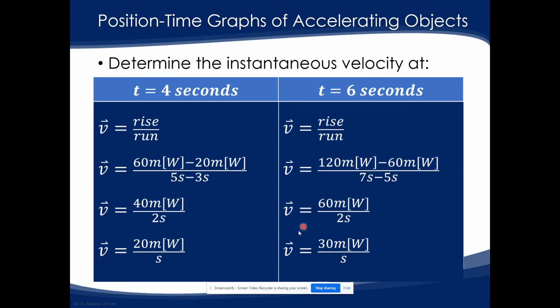So here's the math solving those out. I'm taking my points, my d2 minus d1 over t2 minus t1, and I'm calculating that at 4 seconds, my velocity is 20 meters west per second. And then at 6 seconds, I'm at 30 meters west per second.